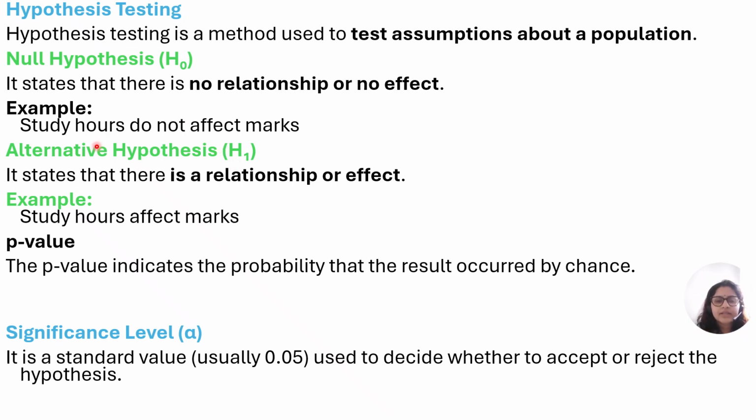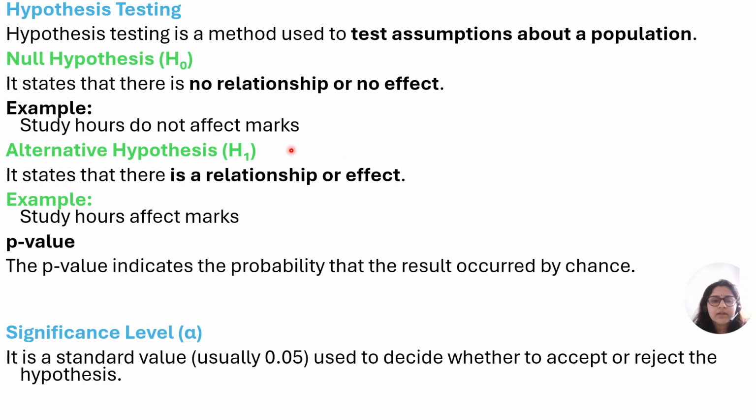Example, study hours and marks are two variables we have taken. Null hypothesis states that study hours do not affect marks. It will tell that study hours will not affect marks. Only intelligence will affect marks. There is no connection between study hours and marks. That is what null hypothesis tells: there is no relationship between study hours and marks.